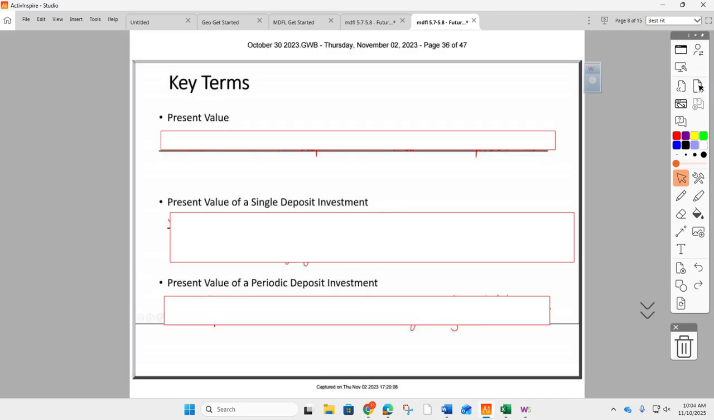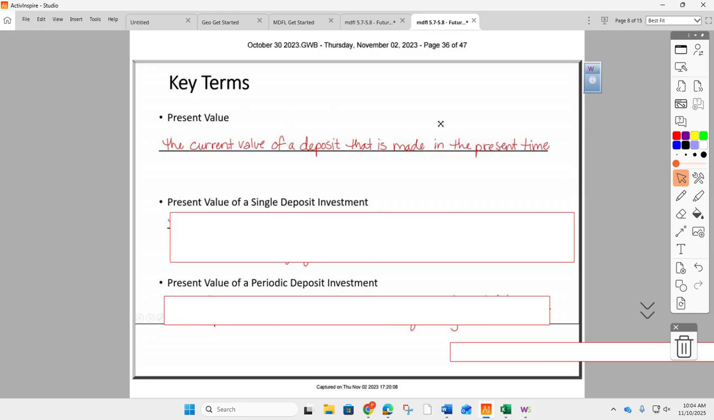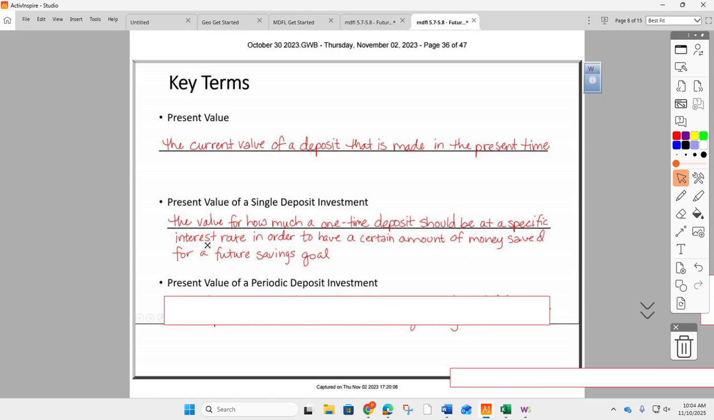So now we have a goal for our future amount to be. We'll either know what it is, or we'll know what we want it to be, and we're trying to figure out what we need to deposit. Present value is the current value of a deposit that is made in the present time. Present value of a single deposit investment: the value for how much a one-time deposit should be at a specific interest rate in order to have a certain amount of money saved for a future savings goal.